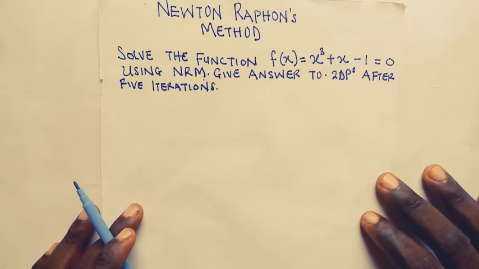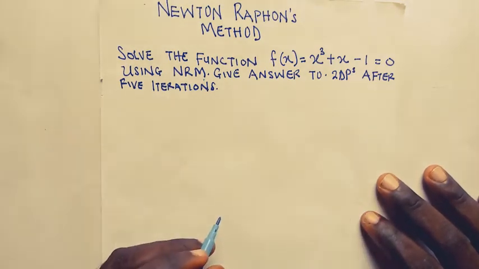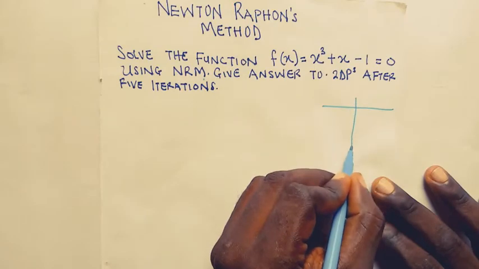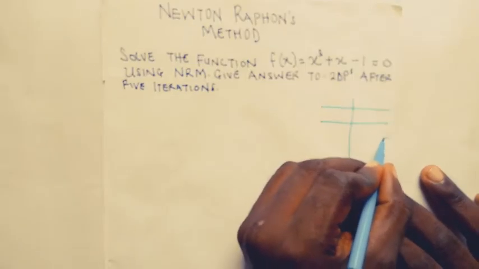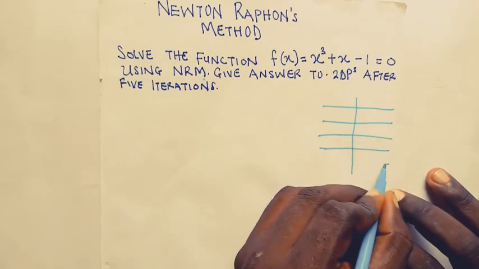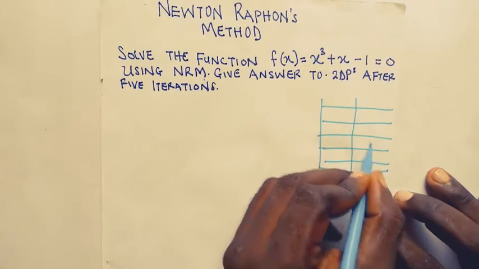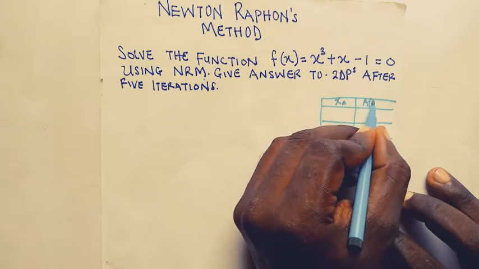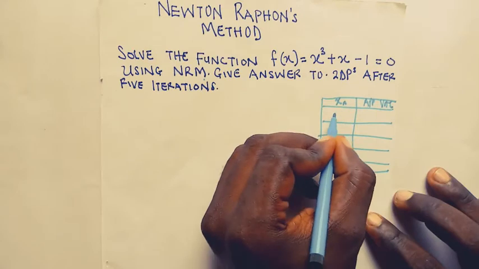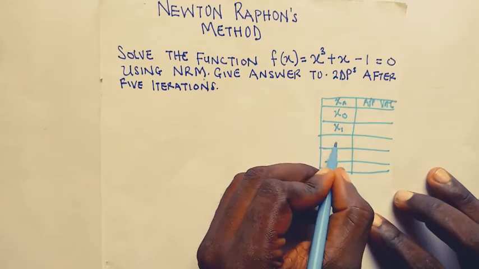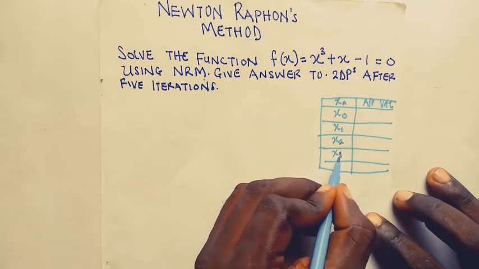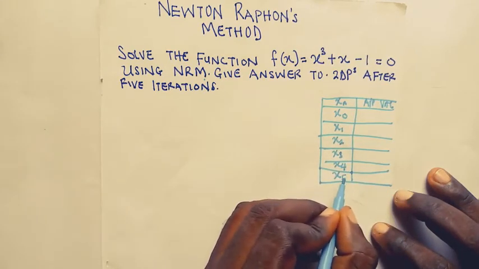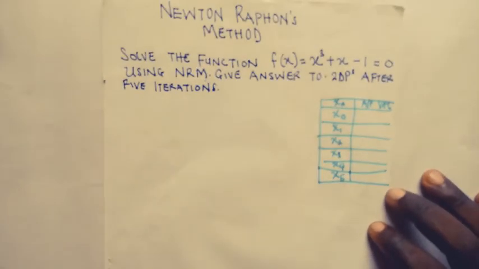First thing I would want us to do is to draw up a little value table for our five iterations. We have here the xn and here the approximate values of x. So we begin with x naught, and then we have our x1, x2, x3, x4, and the last approximate x5, that is the fifth iteration, is going to be a task for viewers to carry out.